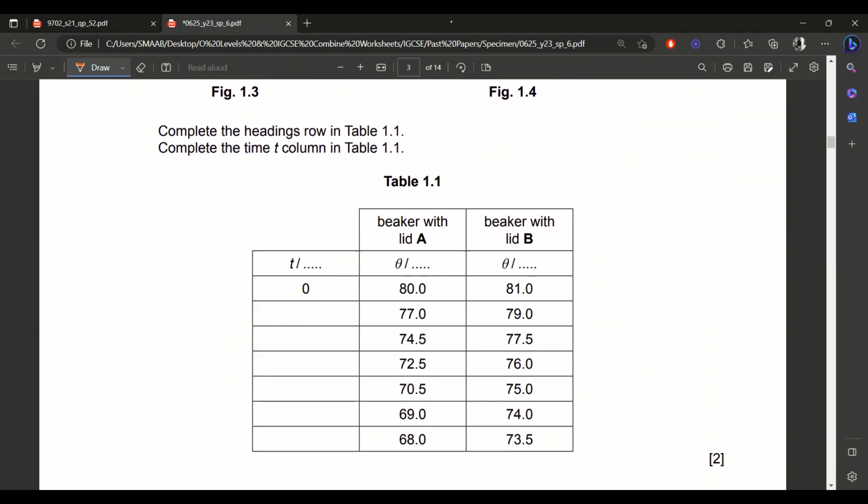So we need to first fill out the SI units of the quantities mentioned over here. First we have time. So what is the SI unit for time? Second. So we have to write only s over here, that is for second. And what about temperature? Celsius, because we are using the thermometer which measures in Celsius. So that is also very simple, right? So 1 mark is for the correct heading row in table 1.1.